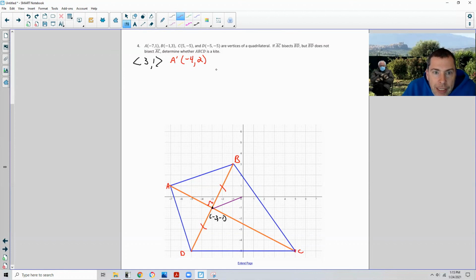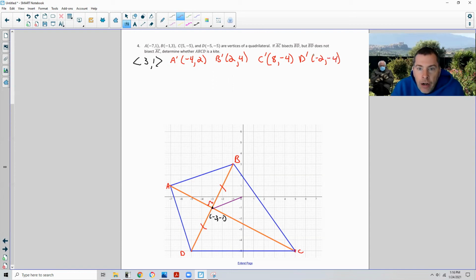All right. B prime is going to end up at -1 plus 3, which is 2, and 3 plus 1, which is 4. C prime is going to be 5 plus 3, which is 8, and -5 plus 1, which is -4. And finally, D prime is going to end up at -5 plus 3, which is -2, and -5 plus 1, which is -4. So there are our new endpoints with this being at the origin.